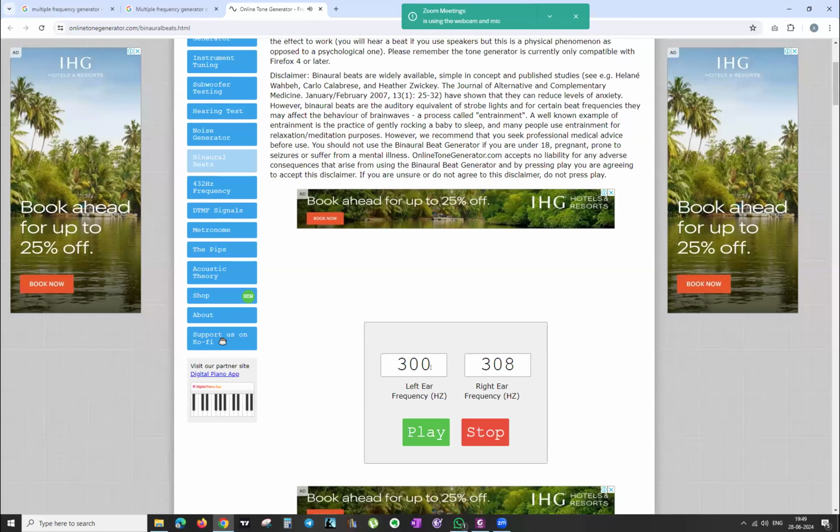Now, if I keep exceeding, 315, now we are reaching our limit. You can see it almost feels like it is constant. Actually, there are 15 beats per second. If I go 325, you think it's a constant sound. We can't differentiate the beats, but there are 25 beats in that second.